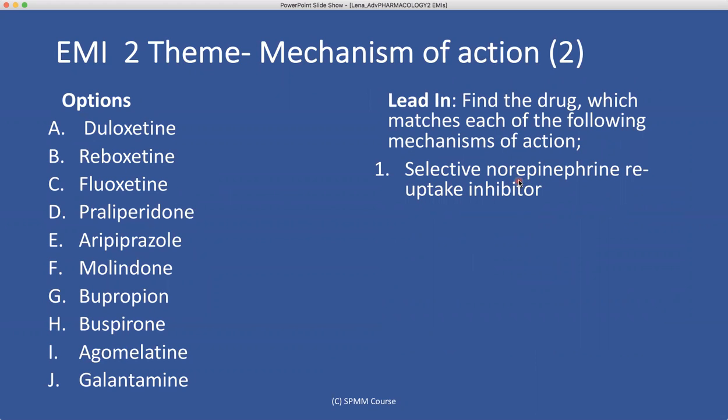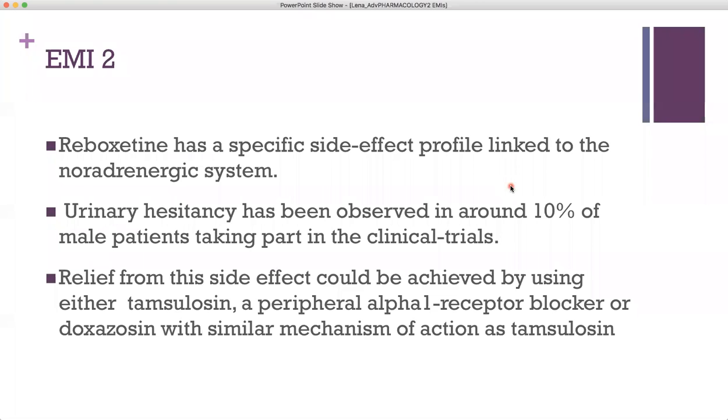Number 1, selective norepinephrine reuptake inhibitor. So selective norepinephrine reuptake inhibitor is reboxetine. Reboxetine has a specific side effect profile as well that is linked to the noradrenergic system, and that is urinary hesitancy. This is observed in around 1 in 10 patients, especially male patients who took part in clinical trials. And we can give relief from the side effect by using tamsulosin, an alpha-1 blocker, or doxazosin, which is also an alpha-1 blocker.